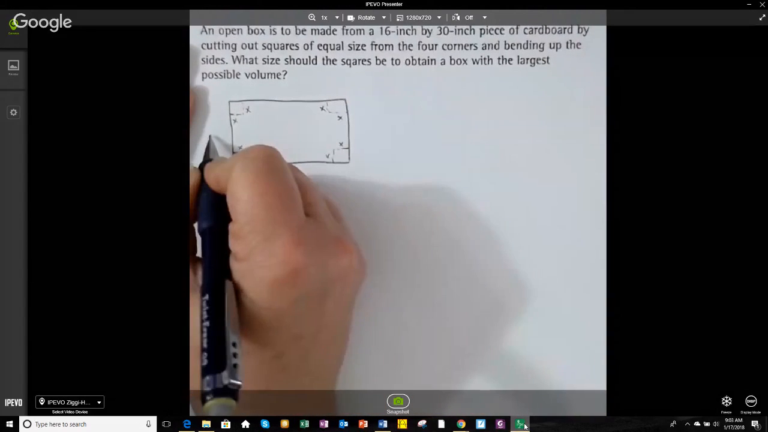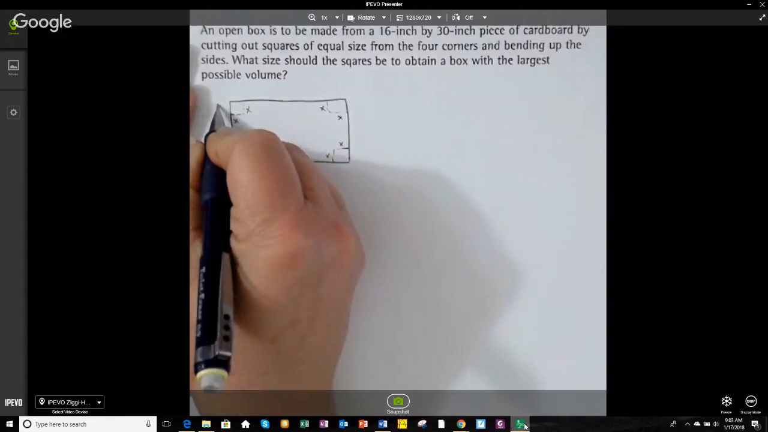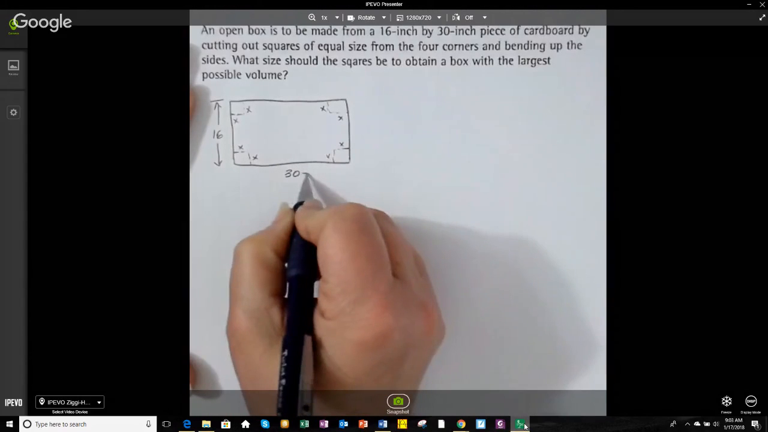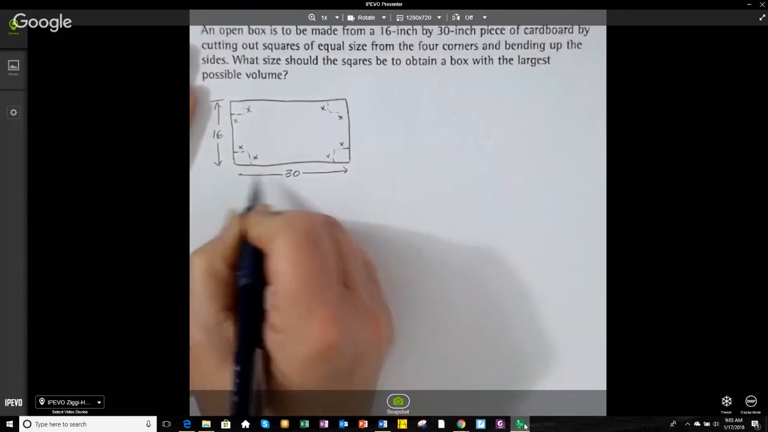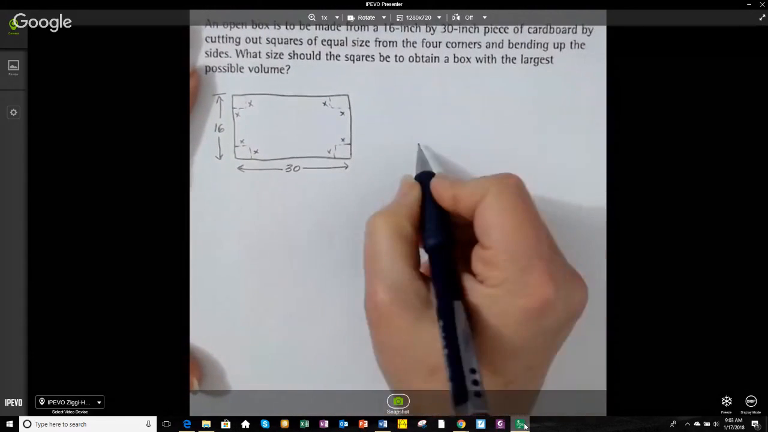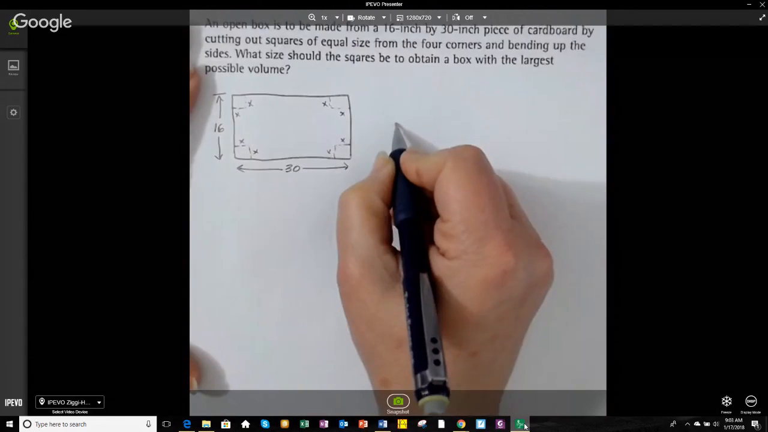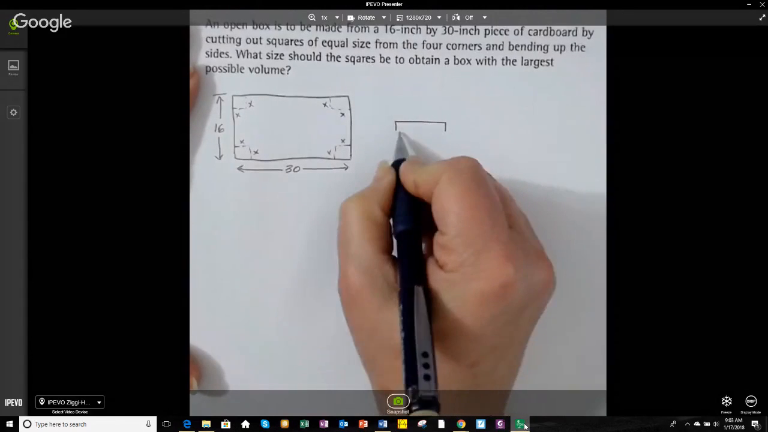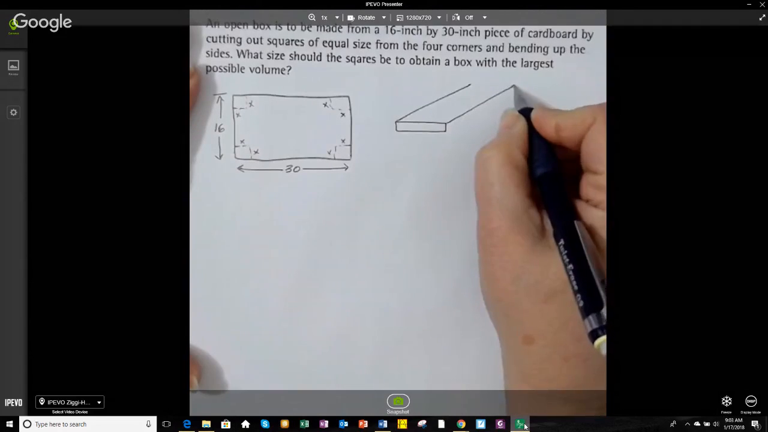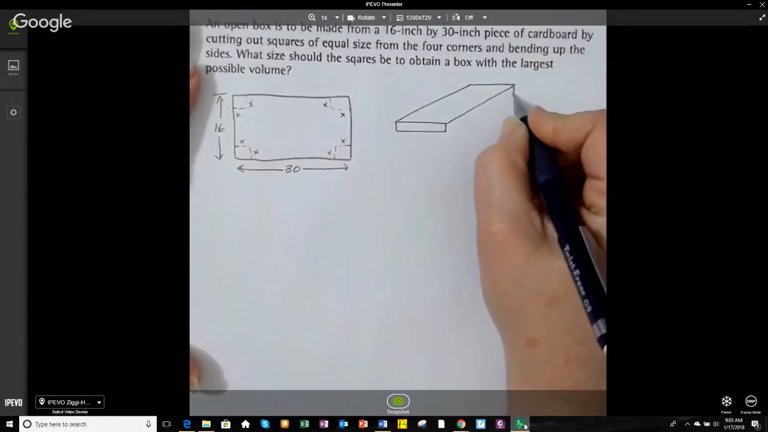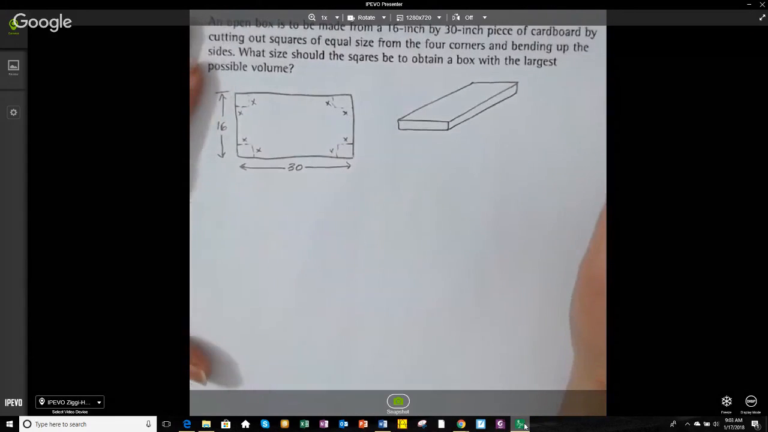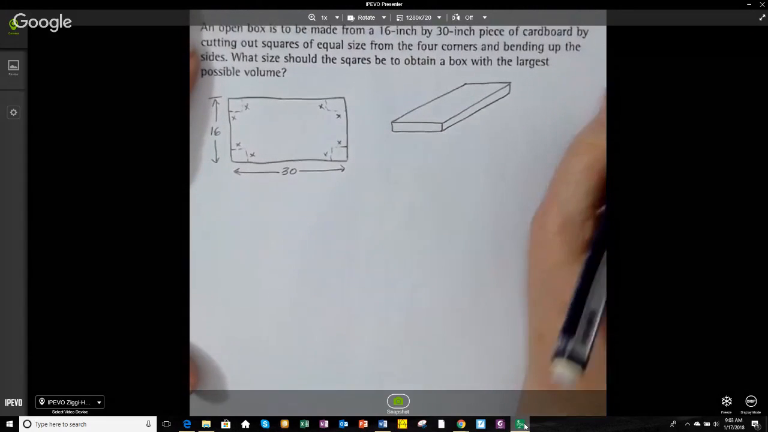Okay, and we know that this is going to be 16 because it's the shorter side, and that's the way I drew it. And we know this will be 30. And what we're going to do is we're going to fold these corners up, and the box is going to then look like something like this. Sorry, I can't speak and draw at the same time, so you're stuck with that.